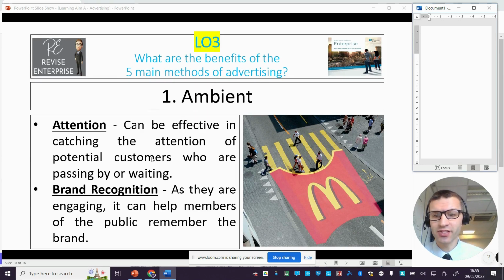First advantage is attention. It can be effective, this particular method, in catching the attention of potential customers who are passing by or waiting. And secondly, brand recognition. As they are quite engaging, as you can see on the right-hand side here, it can help members of the public remember the brand a lot easier.